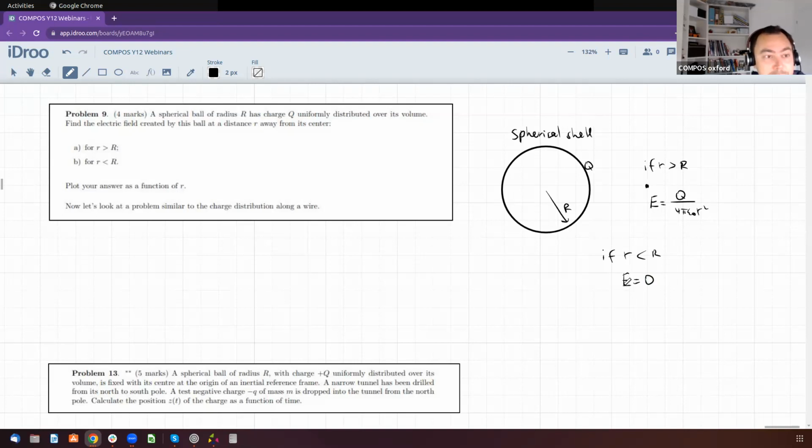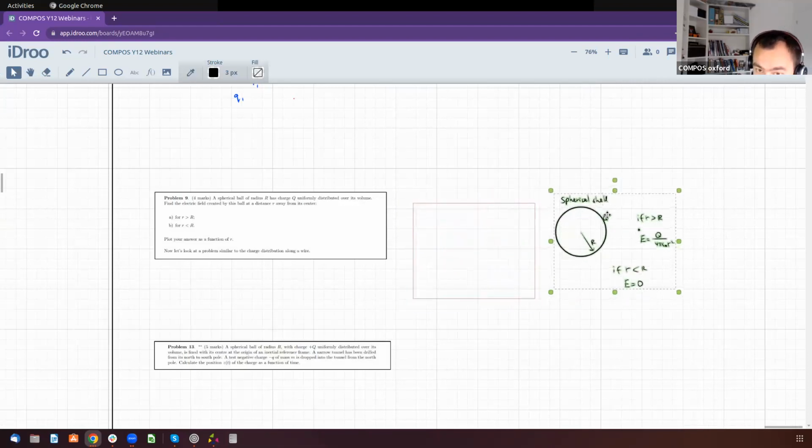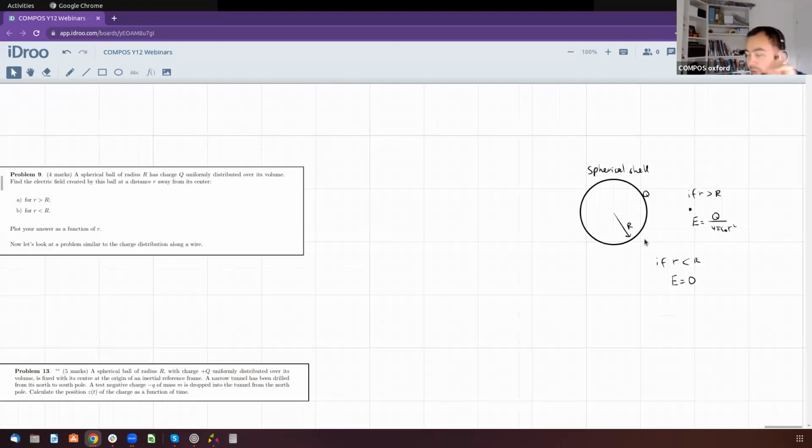Now here, we're not talking about a shell, we're talking about a spherical ball of radius R. So this is a spherical shell, and we're talking about a spherical ball. Now, if it's a conducting ball, it's a different situation, because if it's a conducting ball, all the charge will go to the surface, and it would be a shell. So it's a non-conducting ball.